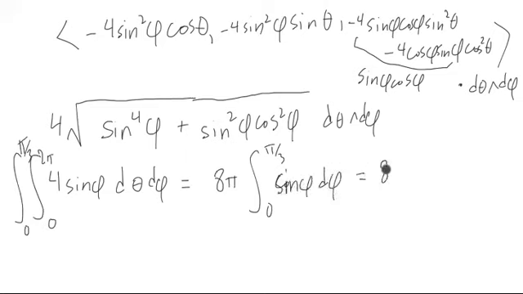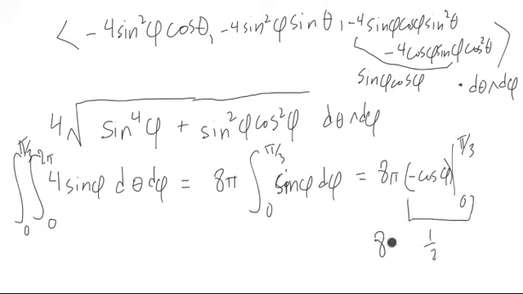That's going to be equal to 8 pi, and then we have negative cosine phi, evaluated from 0 to pi thirds, which ends up being the calculation. This part is actually just a half. So we get 8 pi times a half, which is 4 pi, as we got before.